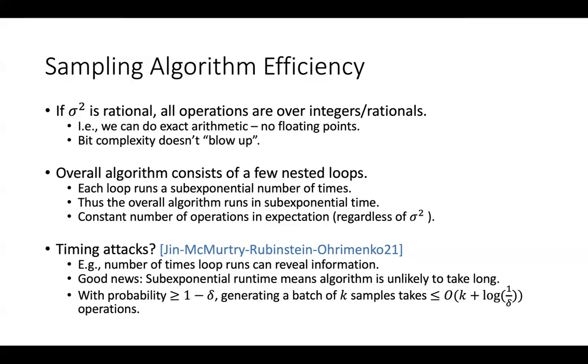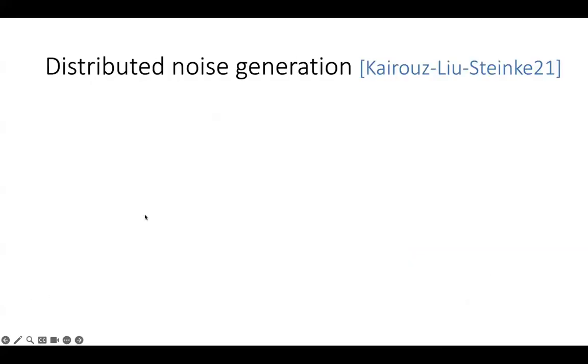Just to be precise about what I mean by sub-exponential runtime, suppose I want to generate k samples as a batch, then the amount of time it takes is going to be order k plus log 1 over delta, with probability at least 1 minus delta. Okay. So that's all I want to say about this paper. I wanted to briefly end the talk by talking about some of the subsequent work.